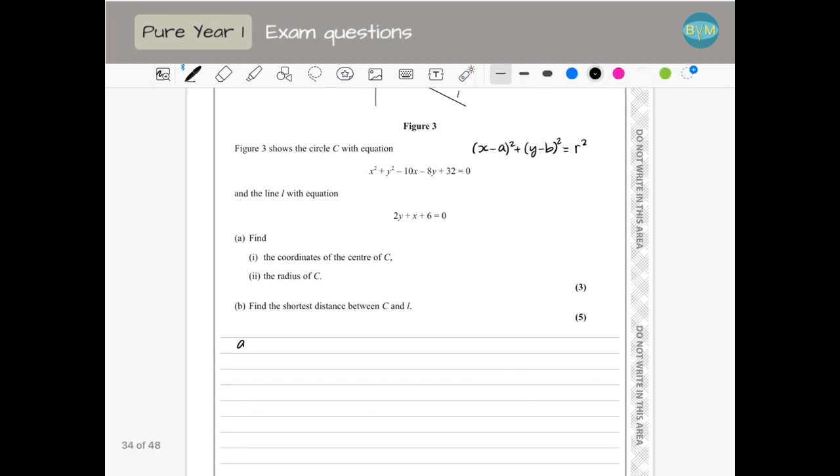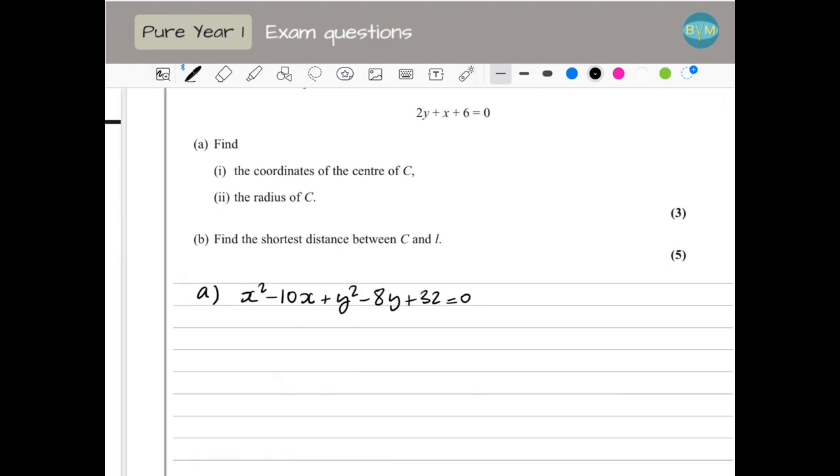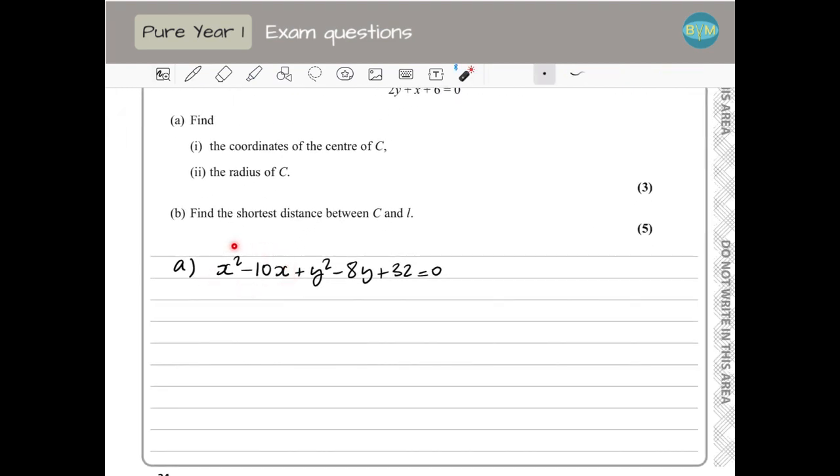For A, my equation is x squared minus 10x plus y squared minus 8y plus 32. It's just the same equation, reorganized because you will see it easier. I'm going to complete the square for the x's. So I will have x minus 5, half of the coefficient of x, squared, and then I subtract this number squared, so minus 25. Then I do the same with the y: y minus half of 8, which is 4, squared, minus 4 squared, which is 16, and then I have my 32.